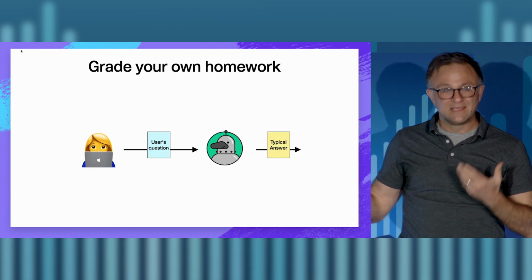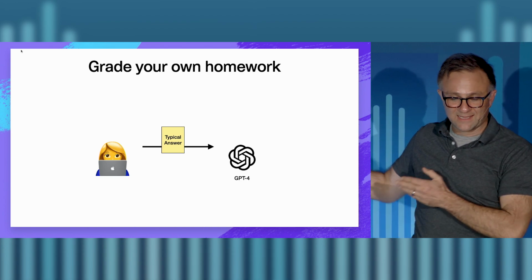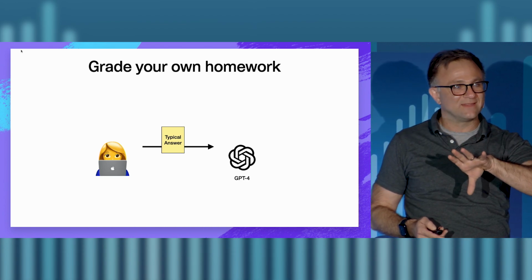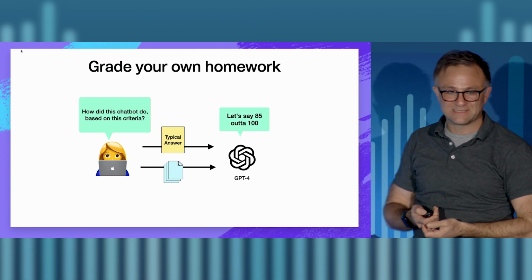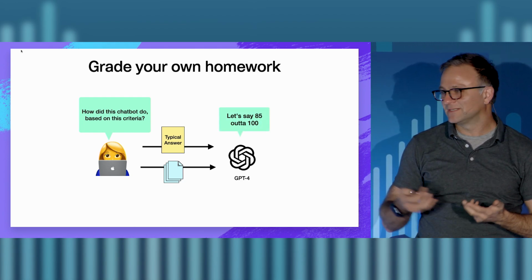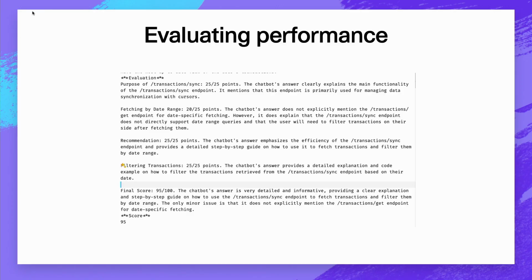We get back an answer, and then we take that answer and send it back to OpenAI, to GPT-4, and say, hey, can you grade this answer based on this set of scoring criteria? And what we get back is a score, something out of 100. Now, this works as a sort of first line of defense, but it's crude. You won't get a lot of precision out of it.